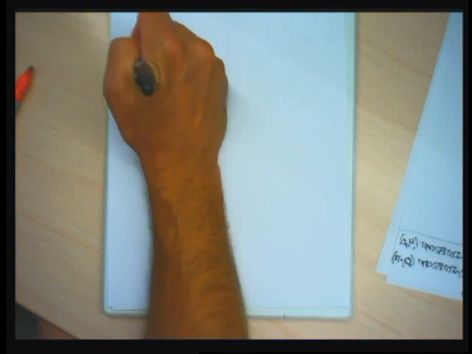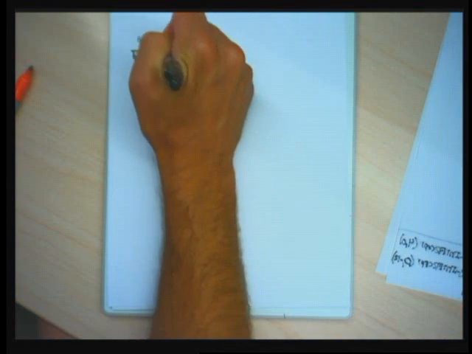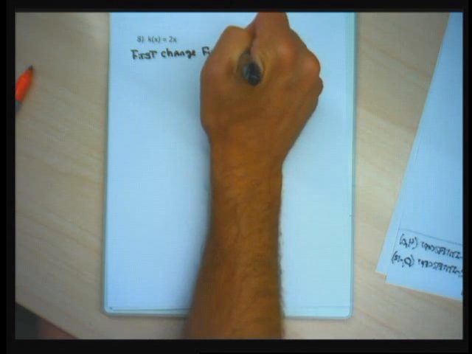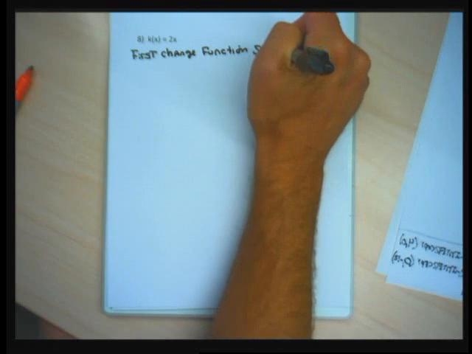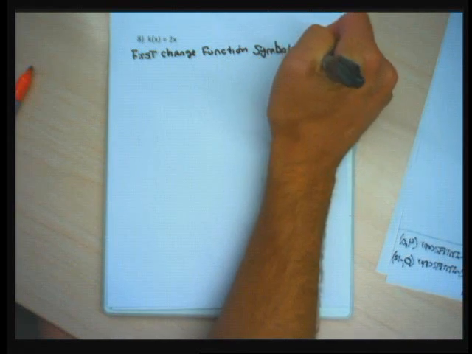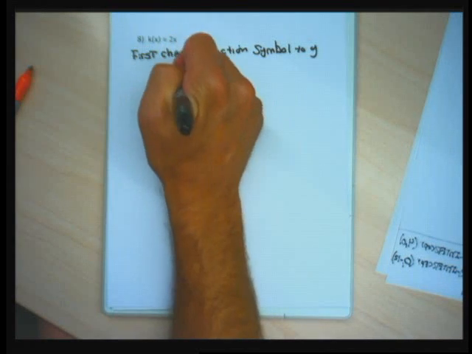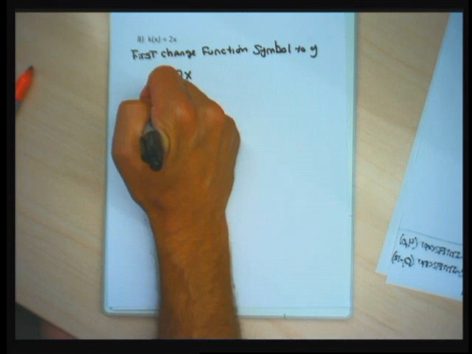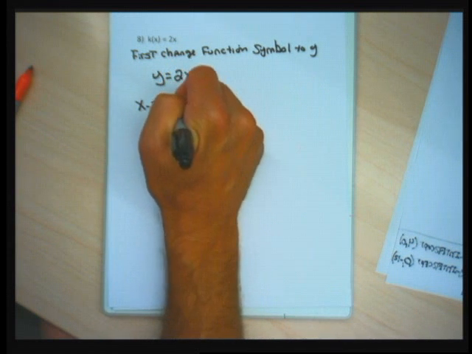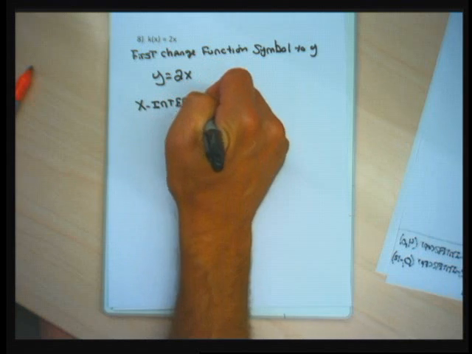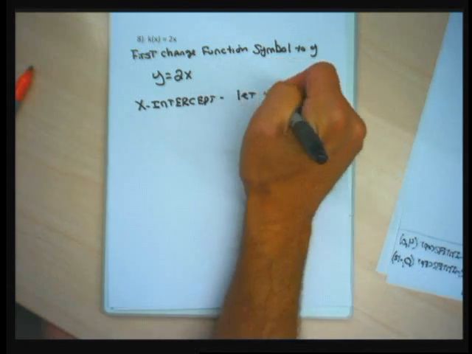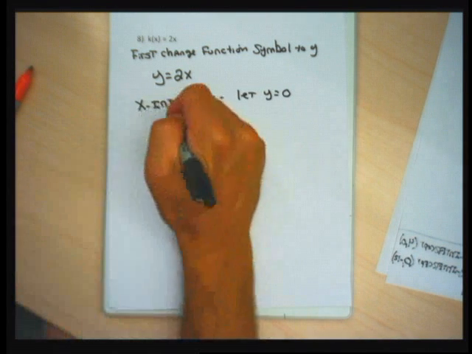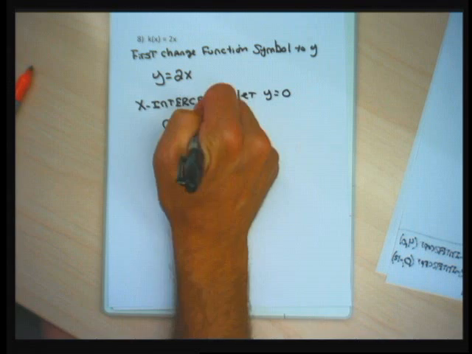So first, I'm going to change the function symbol to y. You don't have to do it, it just for me makes it easier. And then I usually do x's first and y's second, but it doesn't matter. Whatever you do, you can do the y-intercept before the x-intercept. So to find an x-intercept when you have an equation with an x and a y, you just put 0 in for the y and solve for x.